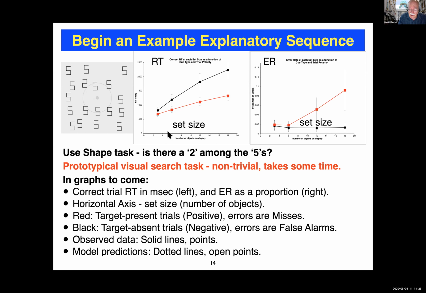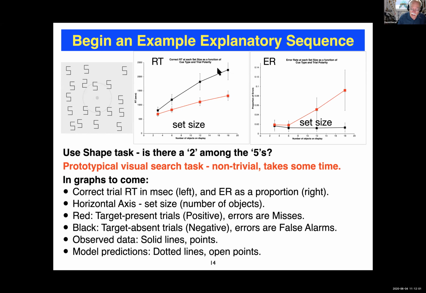It takes longer as you get more objects on the screen. This is the error rate for target present trials. You say it's absent, but it's actually present. These are misses in our conventional terminology. Notice how they increase with set size. This is for the target absent trials. Here you're saying there's a target there and it isn't. That's a false alarm. And in this case, they're basically constant with set size. In fact, this is true across all the conditions.